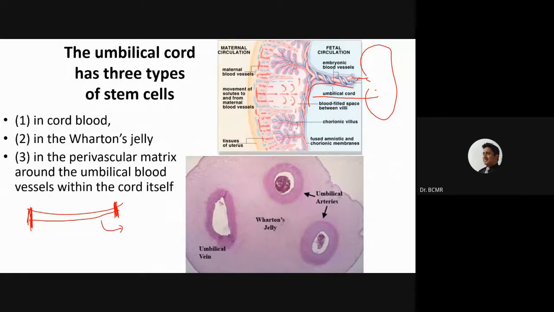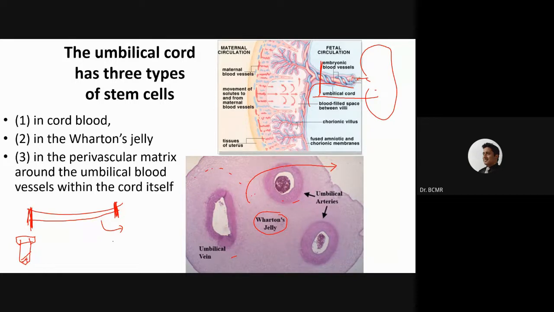If you see the cross section of the umbilical cord, you will see that there are two arteries and one vein, and there is a lot of mesenchyme-like tissue, which is referred to as Wharton's jelly. Some people have isolated stem cell-like cells even from Wharton's jelly. Okay, so it is a good source of stem cells, and people store their umbilical cord stem cells, or cord blood stem cells, you can say.